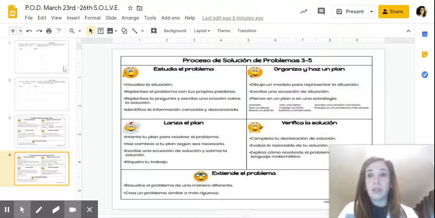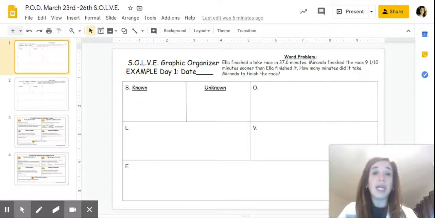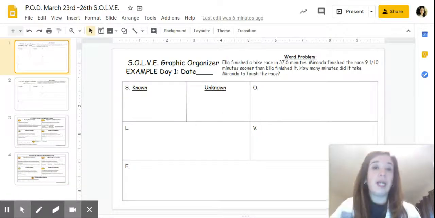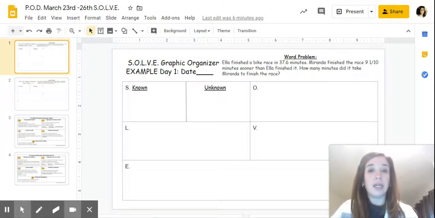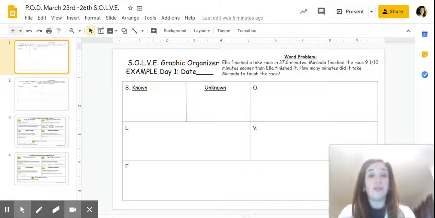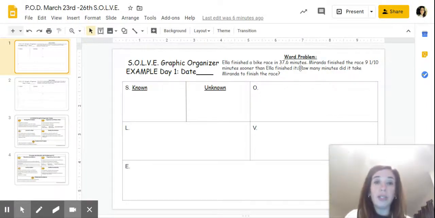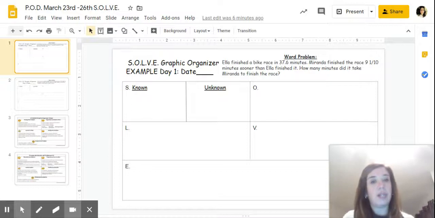Okay. So if I come up here and I read the problem, it says, Ella finished a bike race in 37 and 6/10 minutes. Miranda finished the race 9 and 1/10 minutes sooner than Ella finished it. How many minutes did it take Miranda to finish the race? So what I want to do first of all is look in here and see, well, what is it that I'm looking for so I could fill out my known.